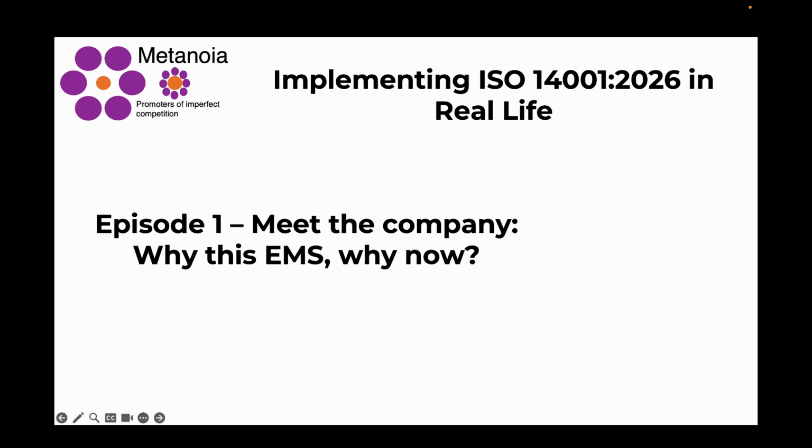We'll use it to discuss scope, context, environmental conditions, interested parties, environmental aspects, compliance obligations, risks and opportunities, objectives, operational control, emergencies, and later, even performance evaluation and improvement.